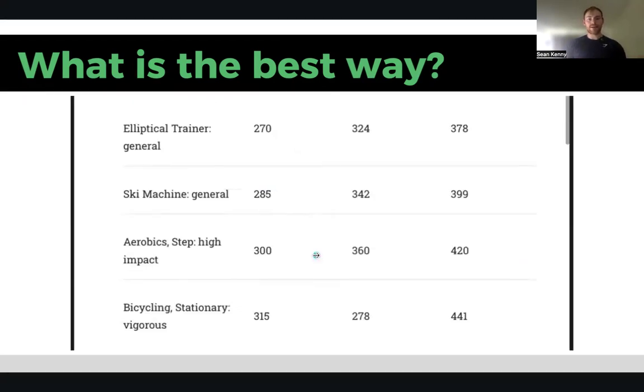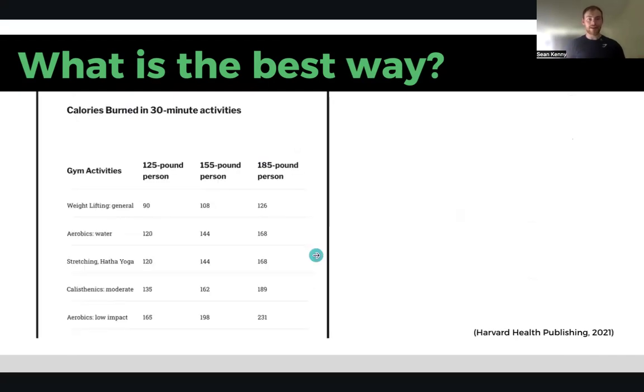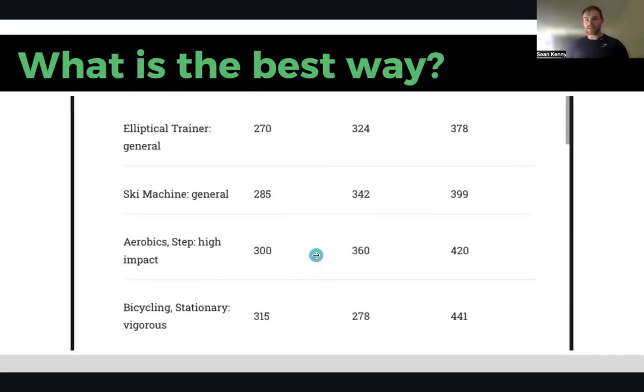So what is the actual best way? Coming down to specifically gym activities, because they've got everyday activities, and sports like outdoor sports on there as well. But looking at gym activities, these were the top four. And in the top five, rowing was there as well, so using the rowing machine. That was very close. So the top three is actually the stationary bicycle. It's vigorous, so that's high intensity cycling. We're talking about like a spin class. And you can see there in half an hour, 441 calories burned.